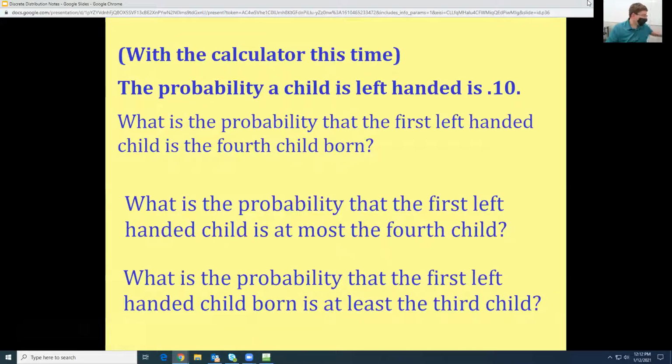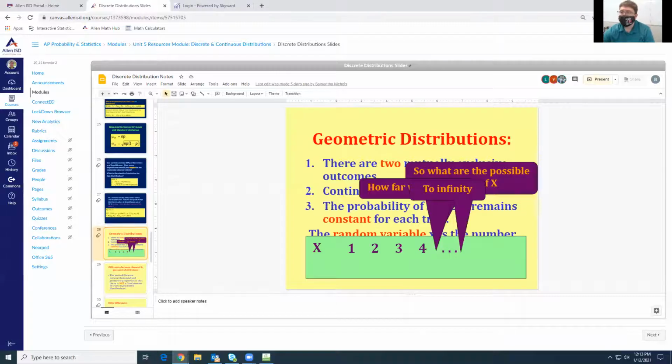Okay, so let's start with the calculator now. So one more time, I'll write down a piece of paper so we don't forget. We still have the same scenario, so you guys can still check that we're doing this right. It is still geometric. Our chances of getting a lefty are still 10%. All right, we want to know the probability that X is equal to 4. We want to know the probability that X is less than or equal to 4, because that's at most the 4th child. And we want to know the probability that X is greater than or equal to 3, meaning at least the 3rd child. So here we go. Let's do these things.